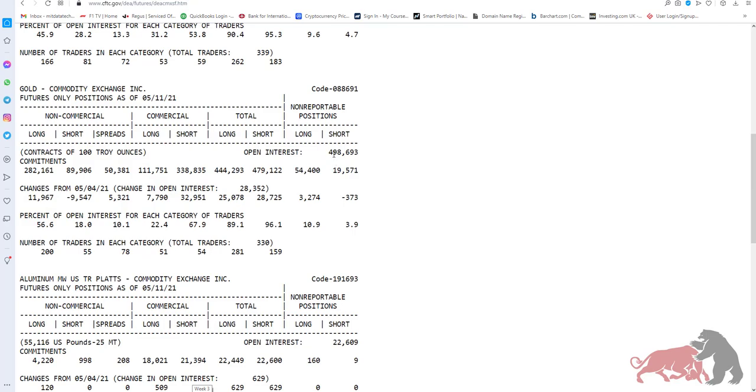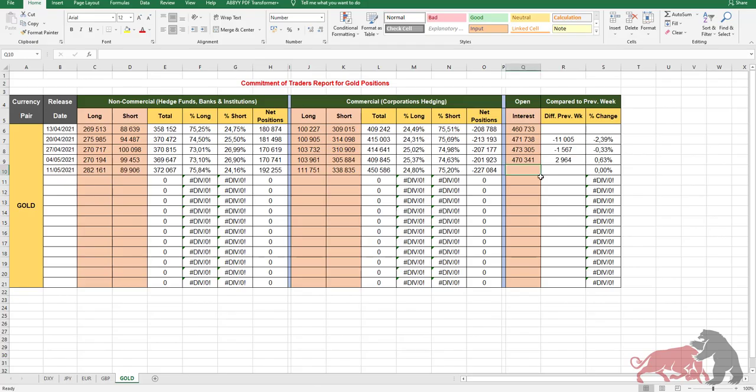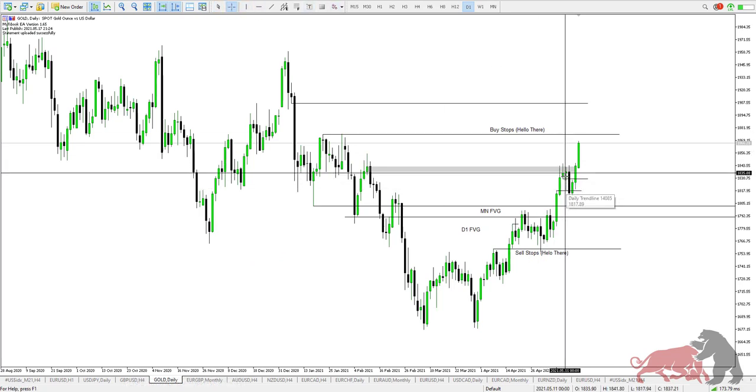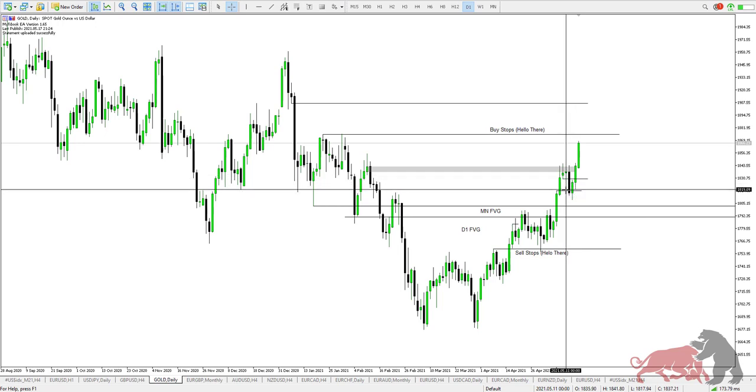Now let's look at open interest. Open interest is sitting at 498693. That's a good jump in open interest. Expect gold to move massively in the coming week or two. We've already seen a huge jump past the 1800, which we have all been anticipating. If we go to the chart, this is the chart that we marked last week. If you remember correctly, we were here, we highlighted this fair value gap, price filled it in.